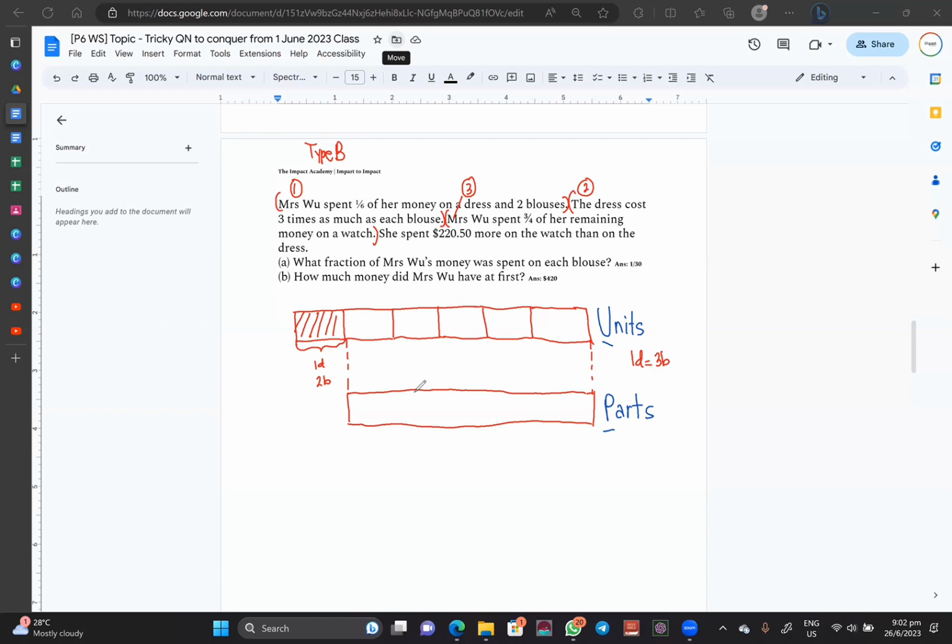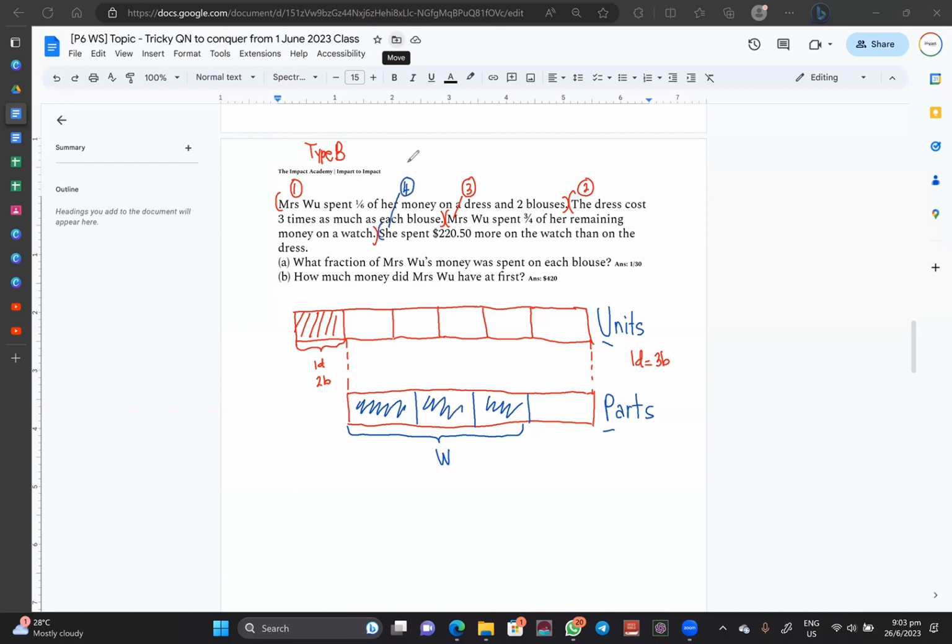Now, what you want to do is split it up into 4 equal parts, and shade the first 3 parts. And you want to say that these 3 parts are actually for the watch. Once you're done with this, you want to move on to sentence number 4.